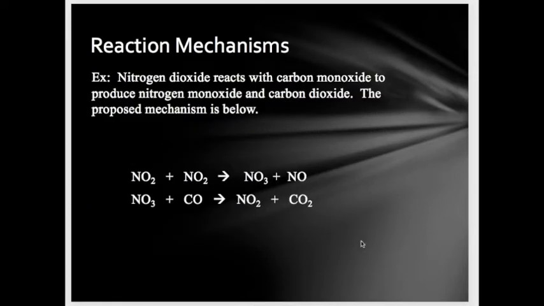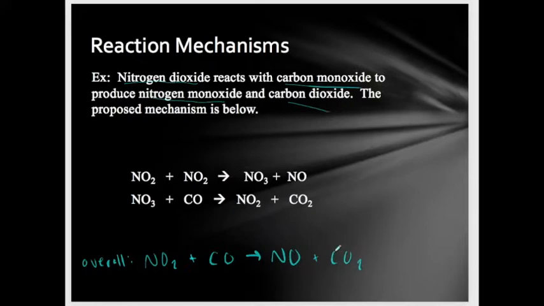Okay, so here's our first example. Let's take a close look at this. Nitrogen dioxide reacts with carbon monoxide to produce nitrogen monoxide and carbon dioxide. That is an overall chemical equation. So my overall reaction is nitrogen dioxide, NO2, reacting with carbon monoxide, CO, to produce nitrogen monoxide, NO, and carbon dioxide, CO2. So there's the overall reaction.